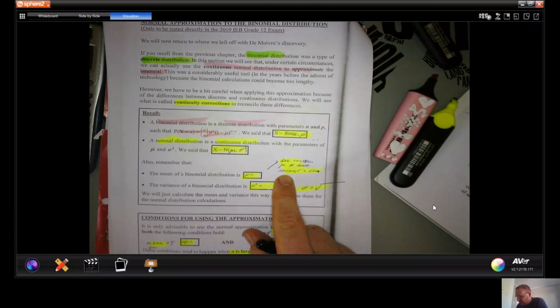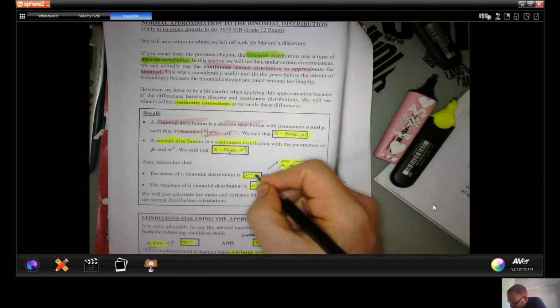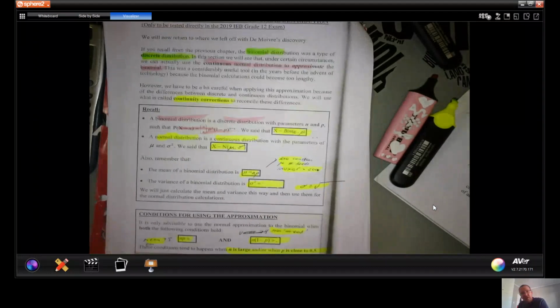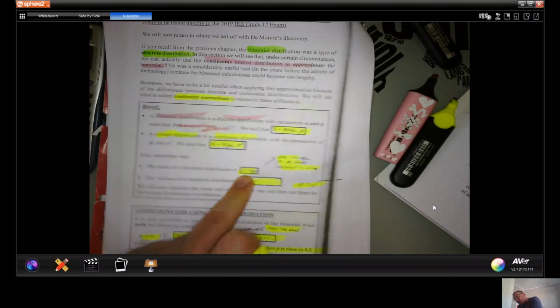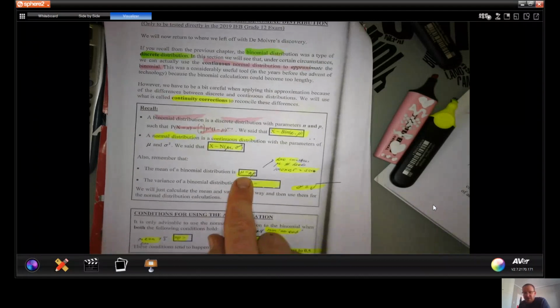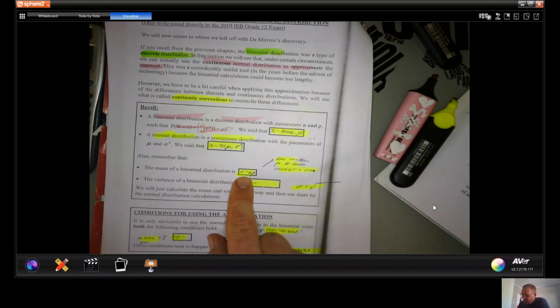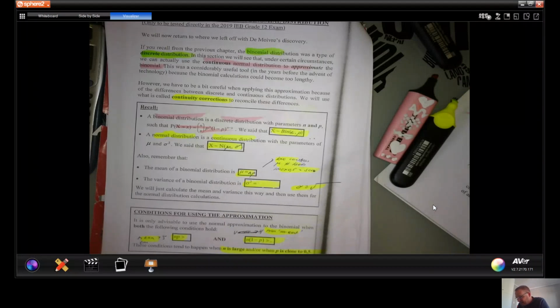The number of times you throw the coin times the probability of the event happening. So in other words, the mean of a binomial distribution, and we're going to be using this now, is mu equals np. And if the conditions hold that we can use a normal approximation for the binomial distribution, that's how we're going to find mu of the normal distribution as well for the approximation.